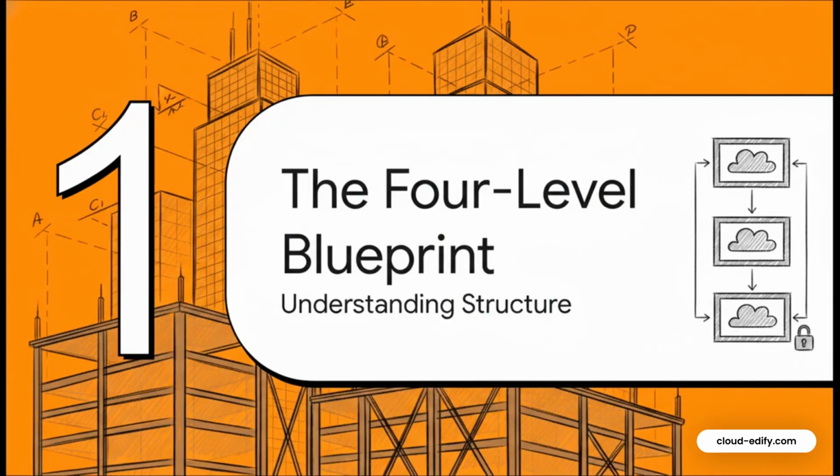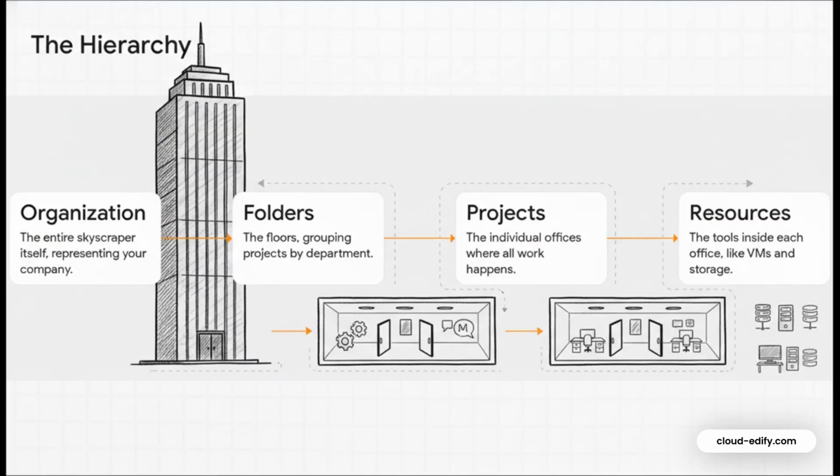Every great building starts with a solid blueprint, right? Well, in Google Cloud, that blueprint is this really clear four-level hierarchy. And trust me, understanding this structure is absolutely critical if you want to build anything that's secure, that can grow, and that's actually easy to manage. Let's break down this blueprint, starting from the very top.